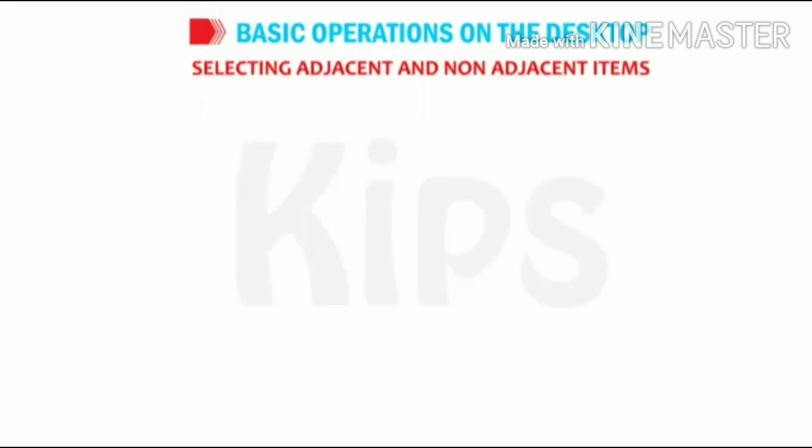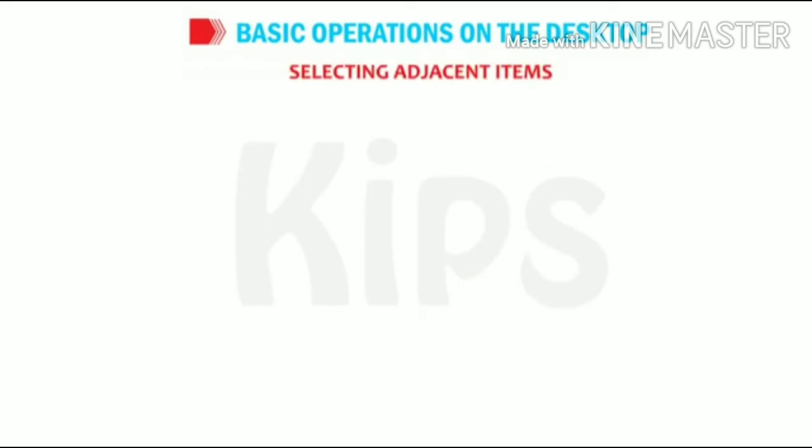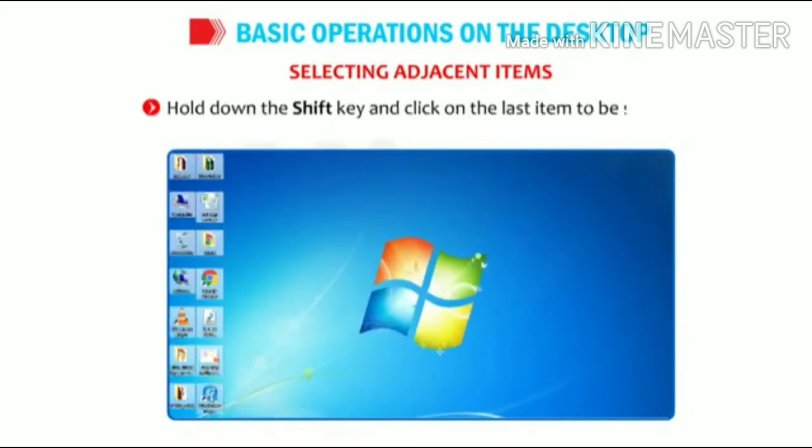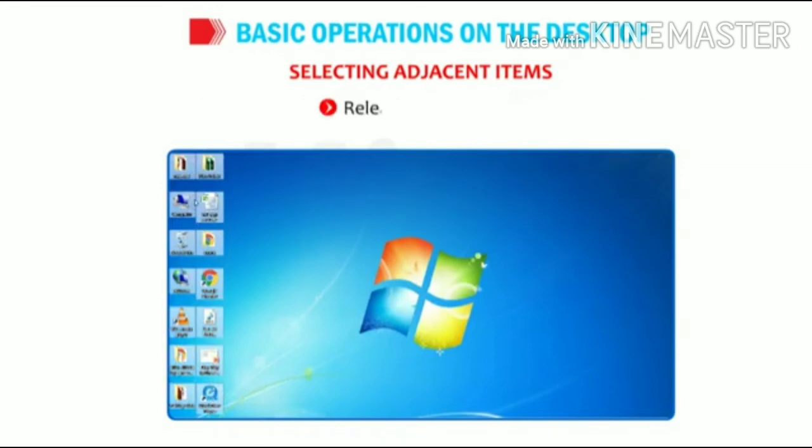So now selecting adjacent and non-adjacent items. Selecting adjacent items: left click on the first item to be selected, then hold down the Shift key and click on the last item to be selected. Release the Shift key and all the adjacent items are selected.